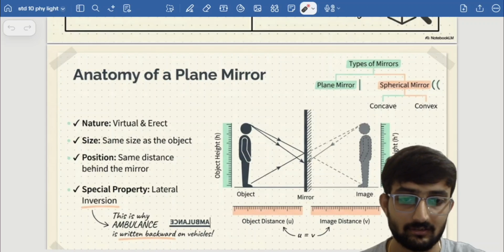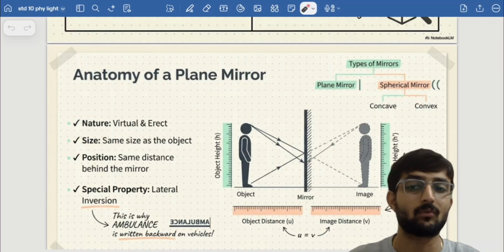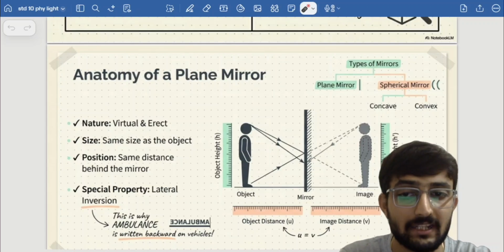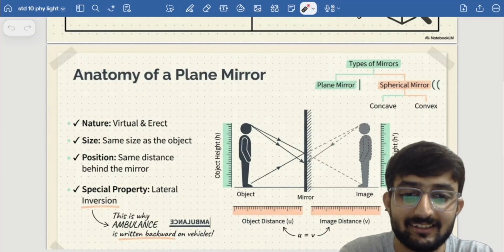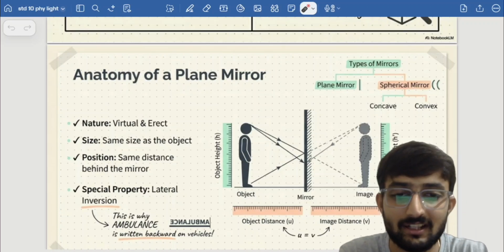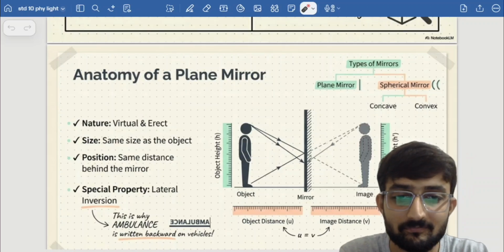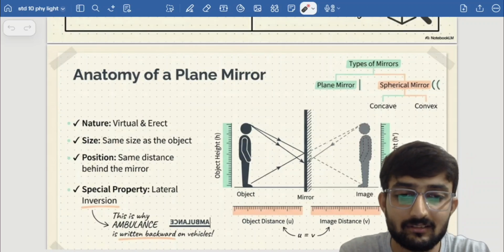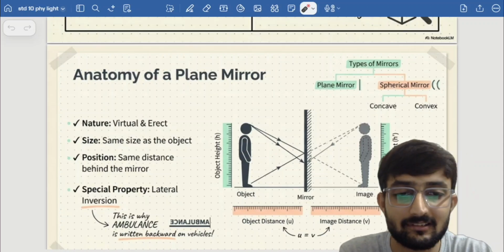Okay, can anyone tell me why the word ambulance is painted backward on the front of emergency vehicles? Okay, so write down your answer in the comment box. Exactly, I am telling the answer.